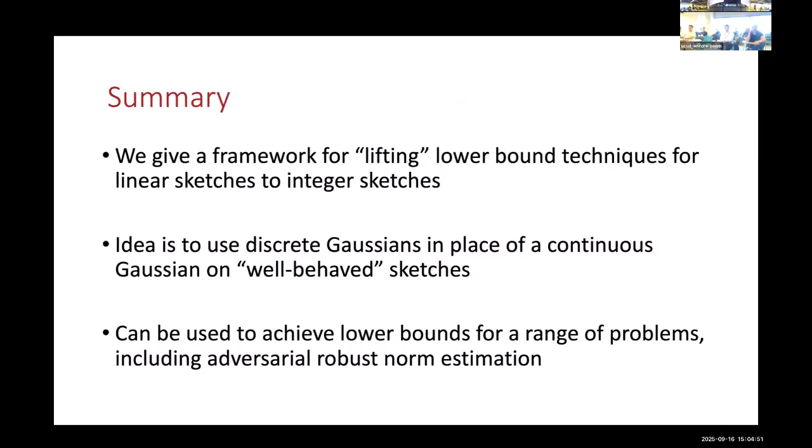Okay, so finally, to summarize, overall, we gave a framework for lifting linear sketch lower bounds from continuous inputs to discrete inputs. And the idea was to use discrete Gaussians in place of continuous Gaussians on certain well-behaved sketches where we apply this preprocessing. And as we saw, we can use this technique to achieve lower bounds for a range of problems and potentially for more problems that we didn't consider.